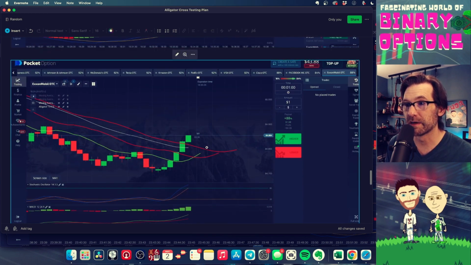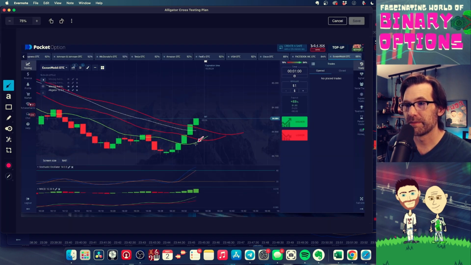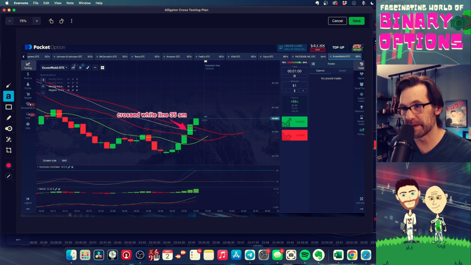When I looked down here, I saw that, and this is not really the best part of the strategy. This is a little bit more advanced. What I did here is I saw that it had crossed through the white line. That's what it did at first. We know that because that's my SMA, the white line, a 35 SMA.